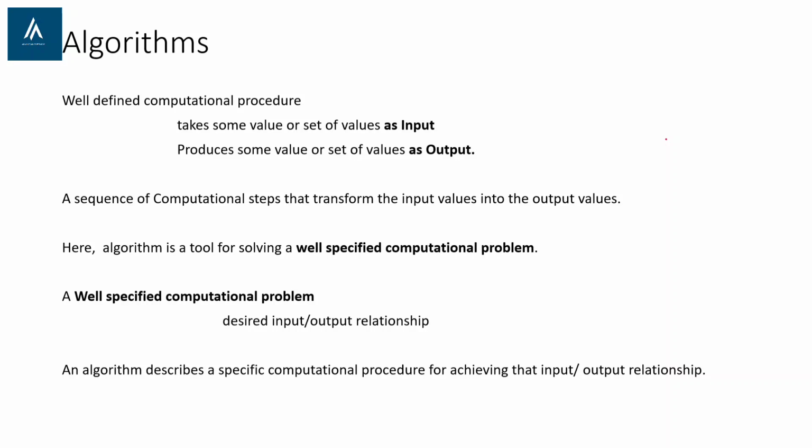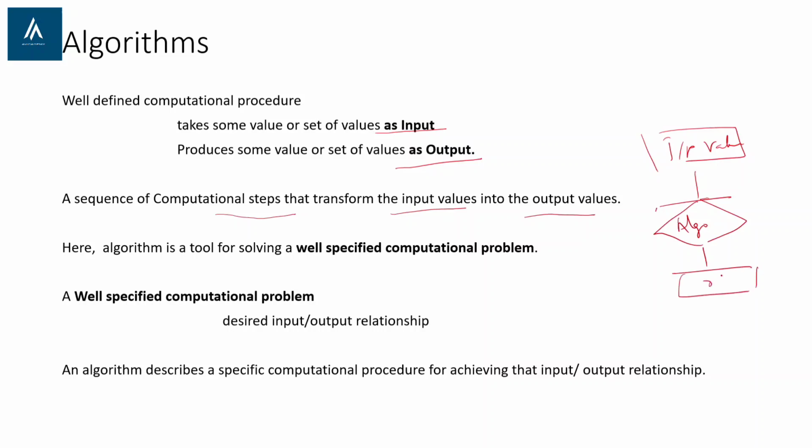Now I'm coming to the algorithm. An algorithm is a well-defined procedure that takes some value or a set of values as input and produces some value or a set of values as output. Clear? So it takes a predefined input and gives a predefined output. You can also say it is a sequence of computational steps that transforms the input value into the output value. So this is your input value here, and this algorithm, which I'm writing as algo, will process it and convert it into the output value.